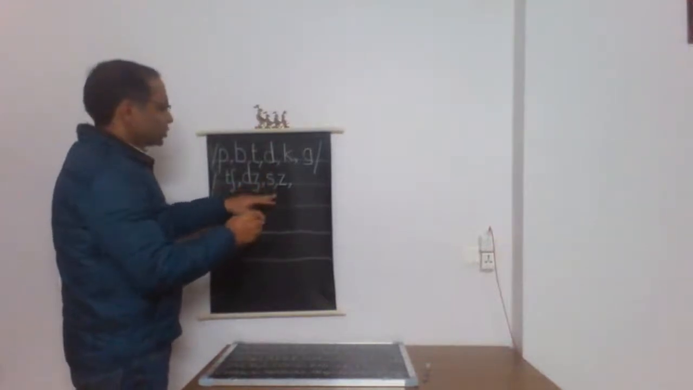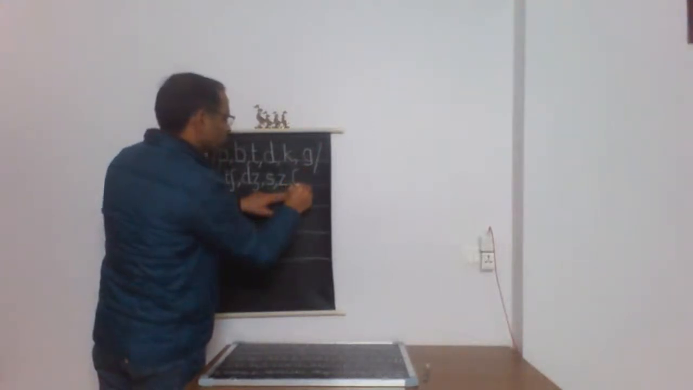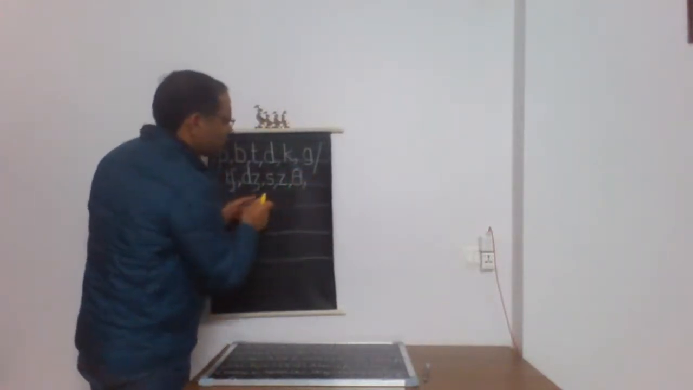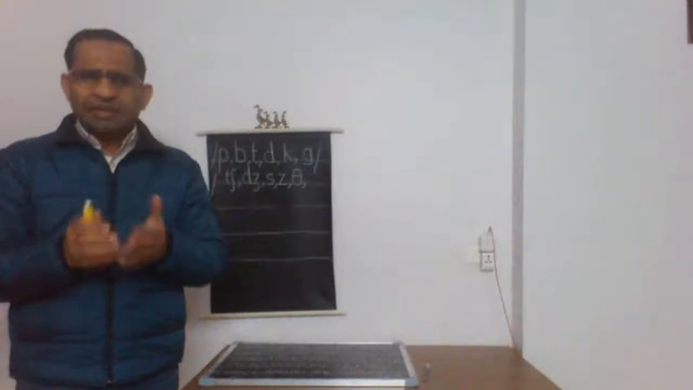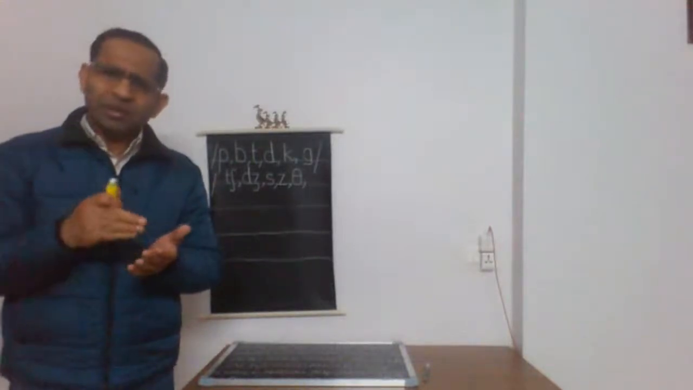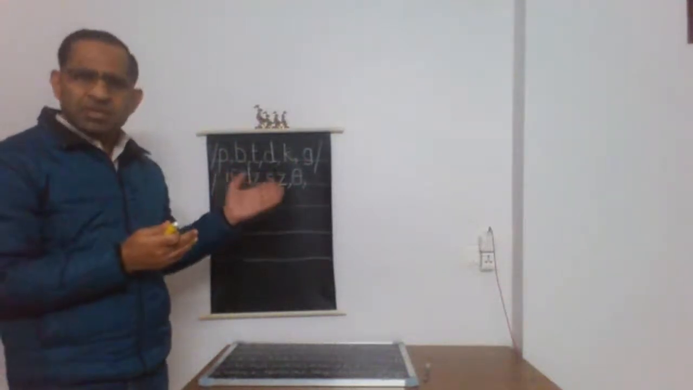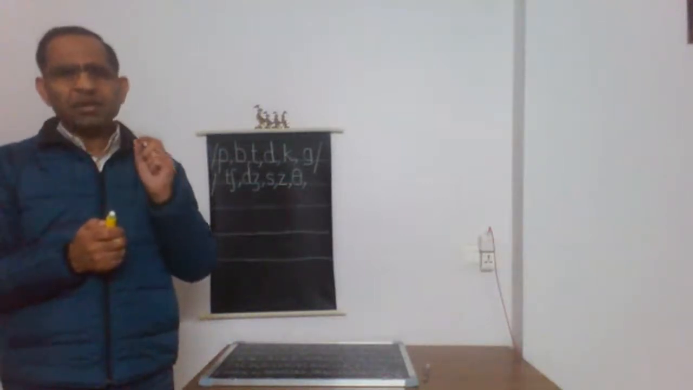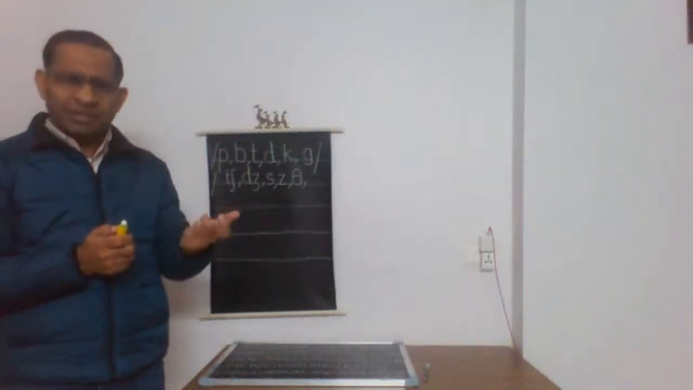Ta, da, sha, ja, then th. This is the symbol for th. Th is a dental sound in English, and the Hindi th sound is pronounced differently from English th sound. It is dental in the sense that the tip of the tongue touches the back side of the upper front teeth.